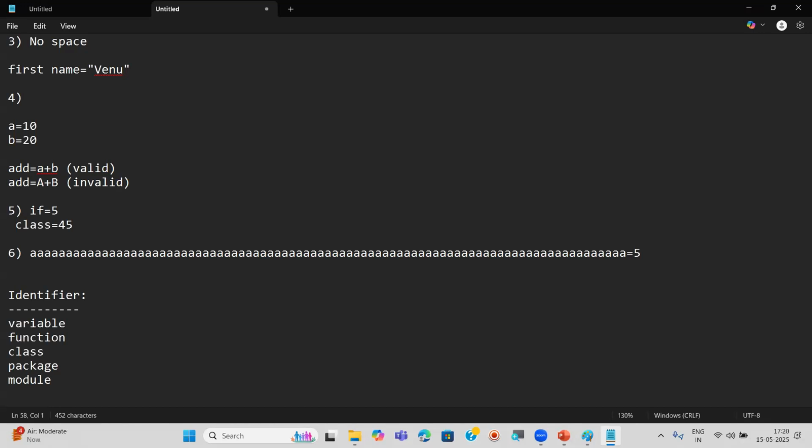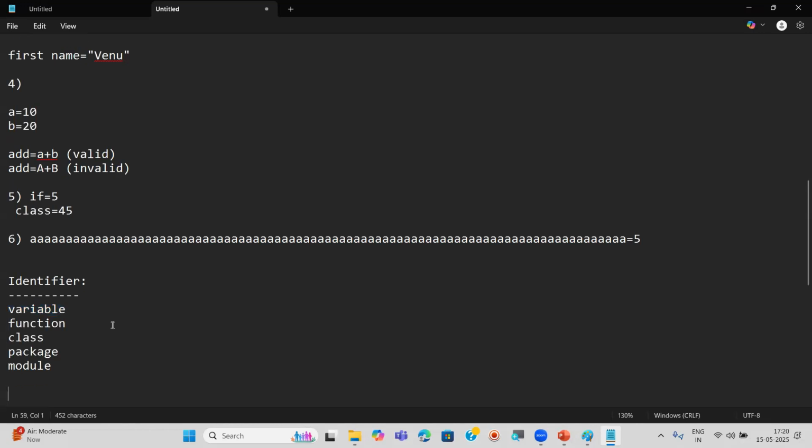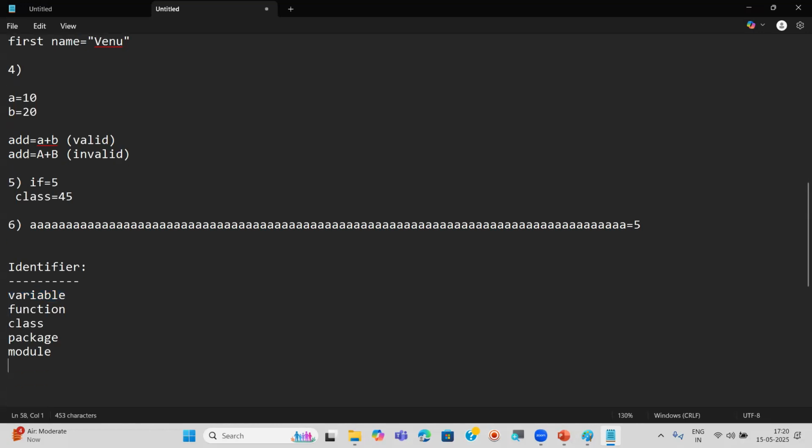For all these identifiers, we have to follow the same rules which we followed for variables. What are the six rules I explained? Those are for variables. The same rules you have to follow for function, class, package, and module names also. We'll see what a function is, what a class is, what a package is, later. Don't worry. But whenever you are using the name of anything in Python, you have to follow these six rules.